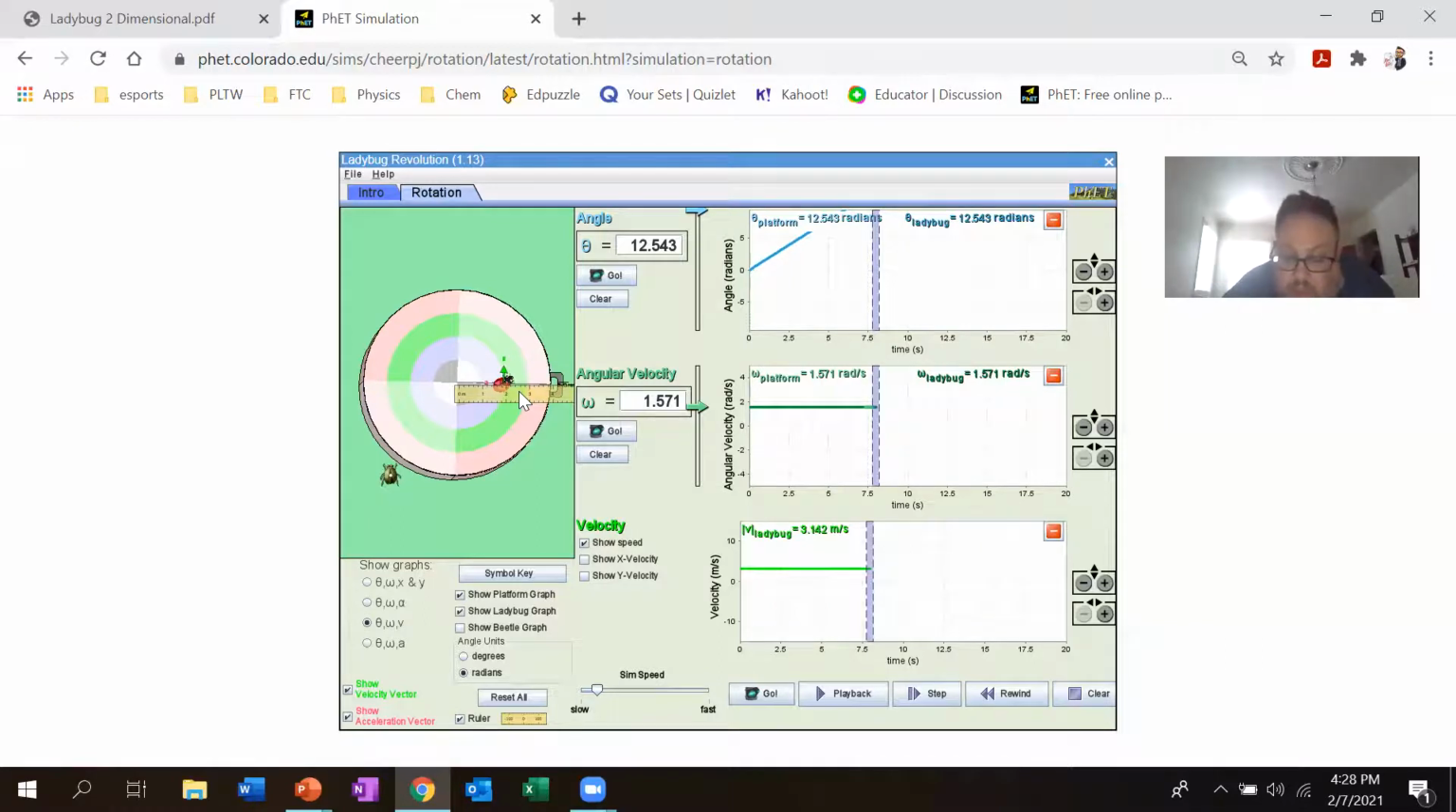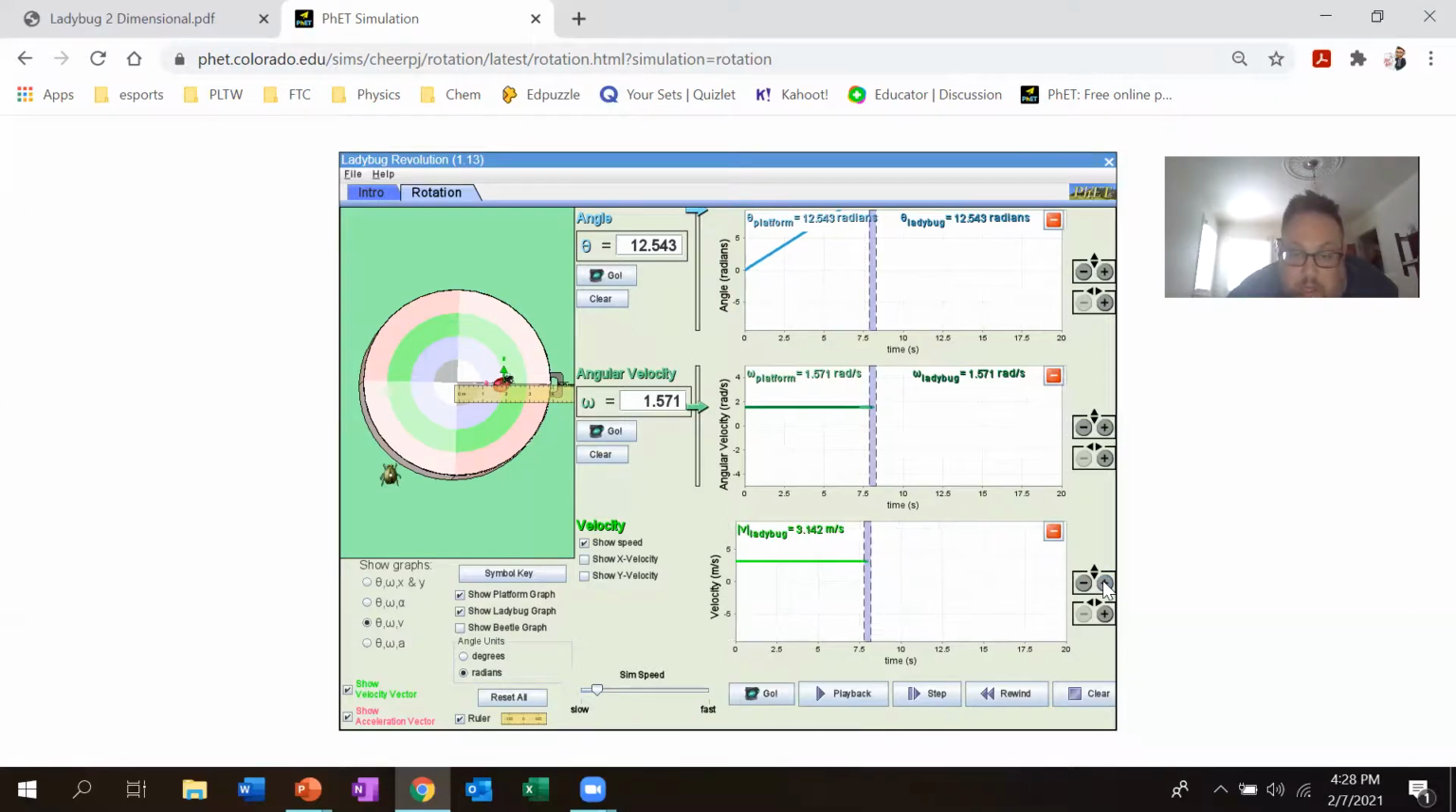So I'm going to punch these values in my calculator. I'm going to take the angular velocity in radians, 1.571, multiply that by 2, and I get 3.142. Does that match up with this value? Yes, it does, 3.142. So that is my tangential speed. And if I zoom in, you see it's about at the 3 line. So it's 3.142 meters per second. So I just want to share that with you guys. And that should wrap up what we're doing.